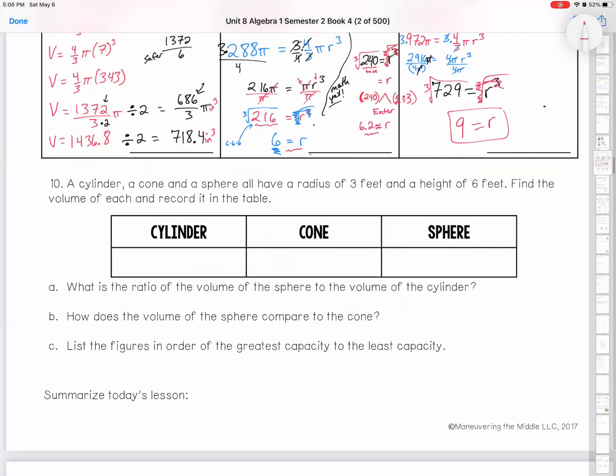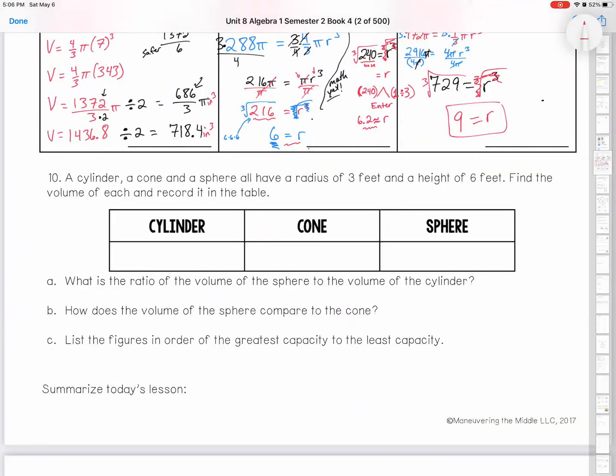Lastly, we have a cylinder, a cone, and a sphere all have a radius of 3 feet and a height of 6 feet. And we're asked to find the volume and record it on the table. So guys, this is just an awesome summary of each one. I want you to go ahead and pause the video, find the cylinder, the cone, and the sphere. And then look at those questions and see how do they relate with one another? Like how does the sphere relate with a cylinder and how does it with a cone? And obviously greatest to least. So go ahead, please give 10 a shot and then we'll come back together.